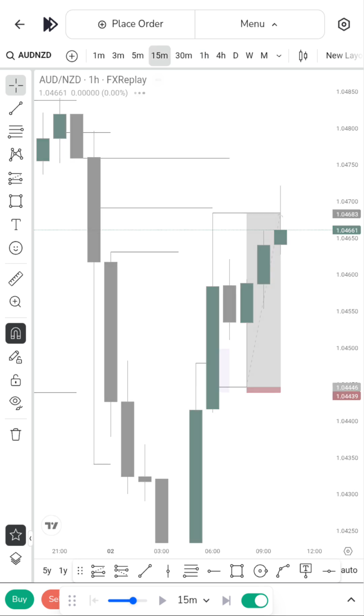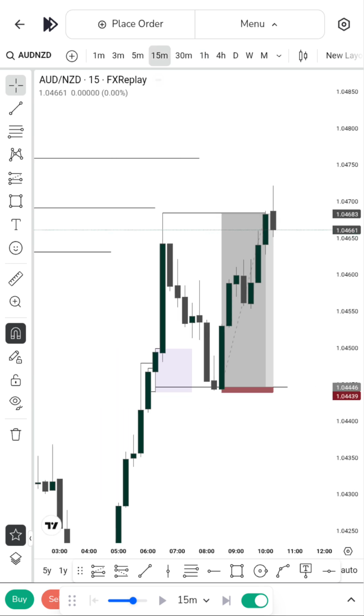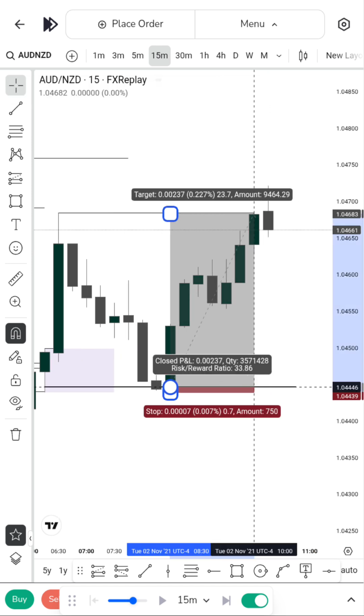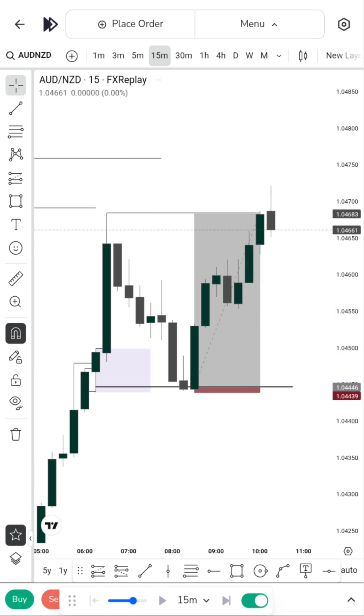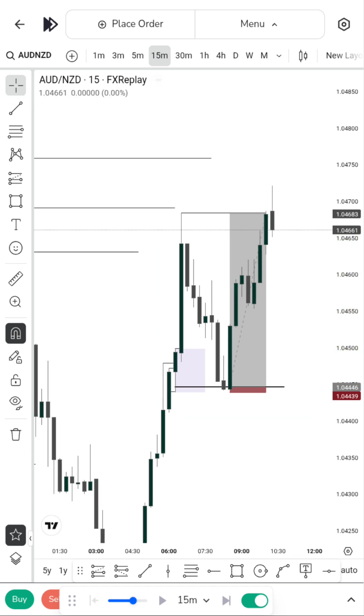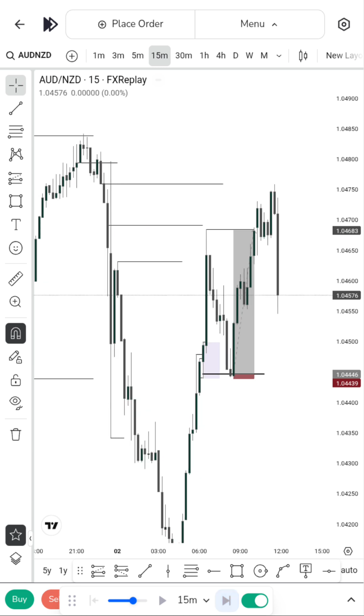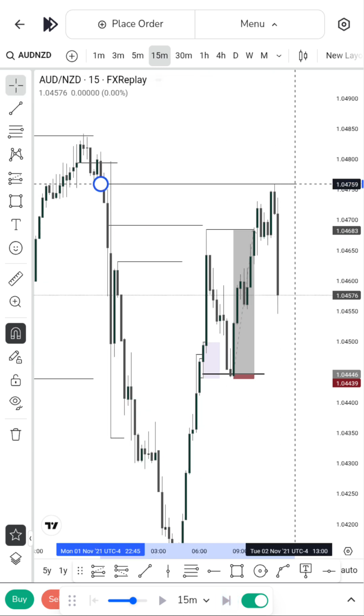No need to confuse. Don't force it. If you see this setup, it is going to be high probability. This is at least 33 RR, as you can see. And the key level I talked about right here.